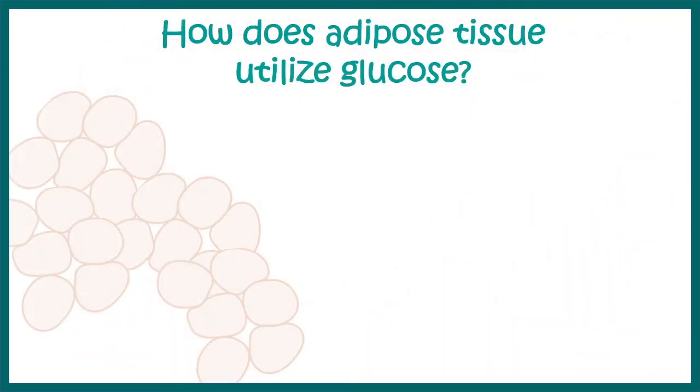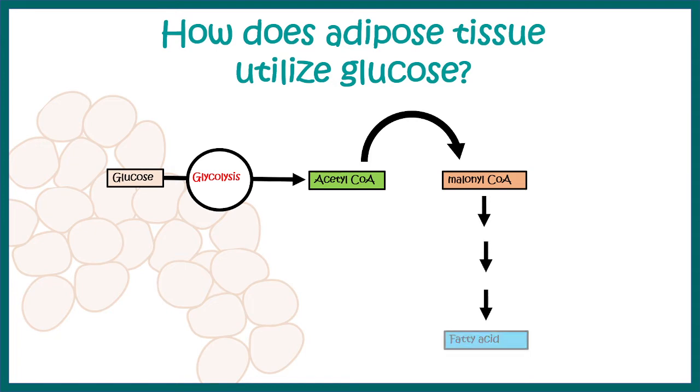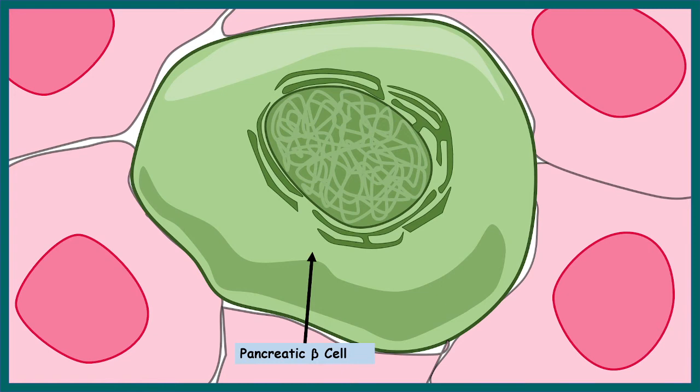Adipocyte would also utilize the glucose, but it would convert glucose to acetyl-CoA eventually, and then acetyl-CoA would be converted to malonyl-CoA, and in subsequent step, ultimately fatty acids would be generated. In short, when there is too much glucose, adipocytes convert glucose into fat and store the fat for future usage. Now let us zoom into one pancreatic beta cell to understand how insulin is produced.